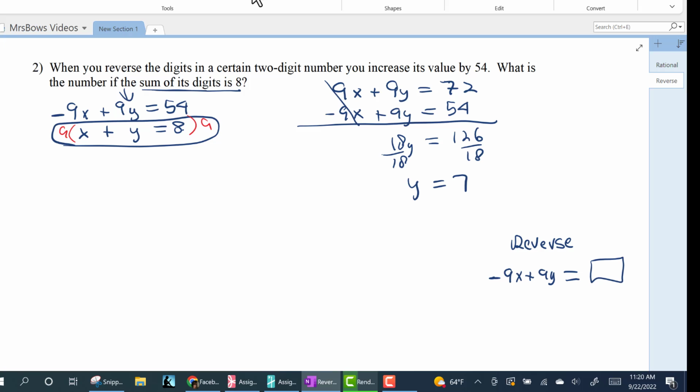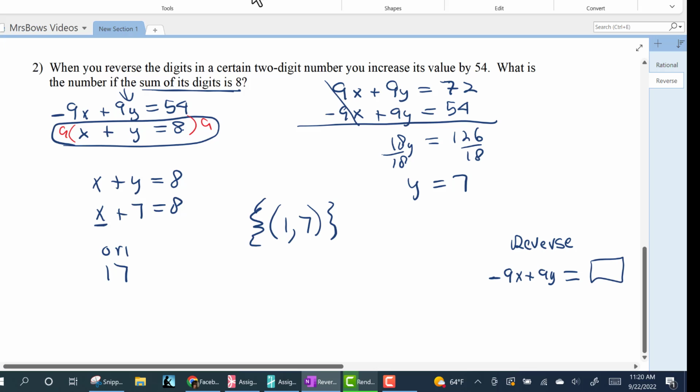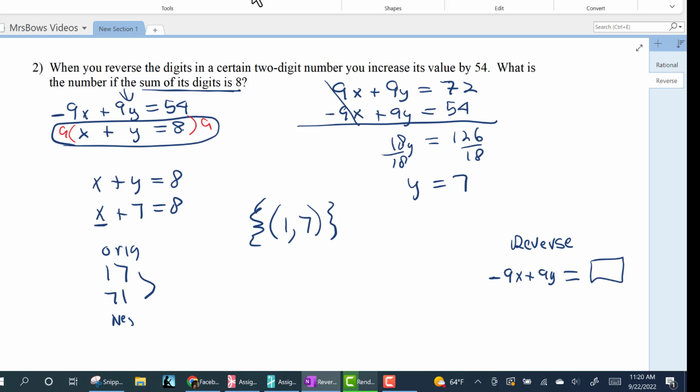Now we're going to take this original, x plus y is equal to 8, and plug in the 7. x plus 7, well, easily you could see x is equal to 1. So our solution set: x is 1, y is 7. But importantly, 17 is the original, 71 is the new, and the increase when you go from 17 to 71, that increase is 54. All right, that's it.